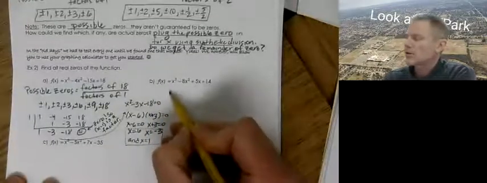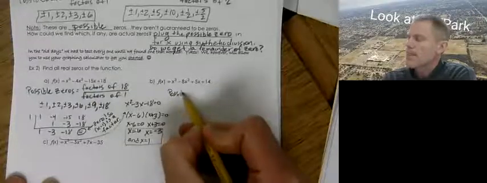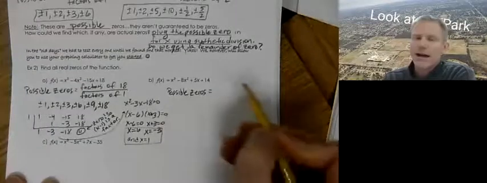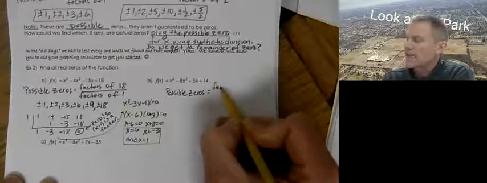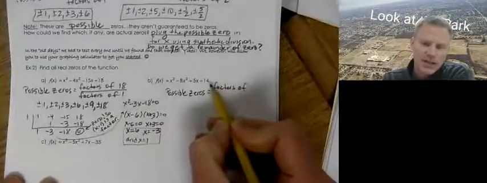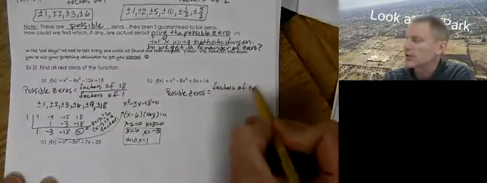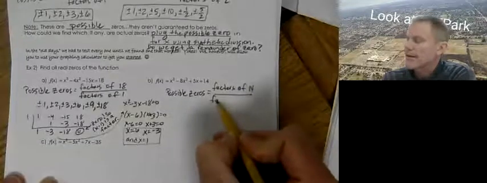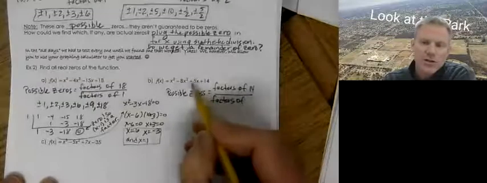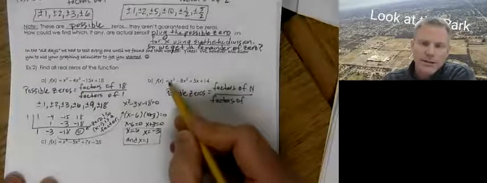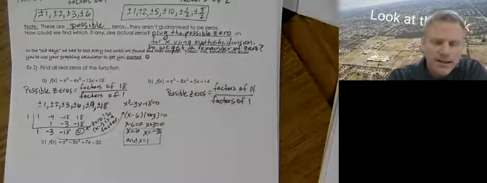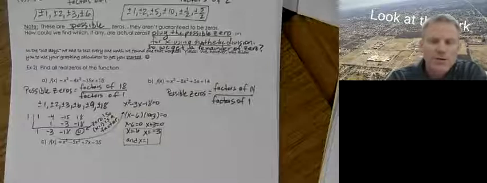We have to first look at the possible zeros. Possible zeros are the factors of the constant, the last term, the constant term. So factors of 14 divided by factors of the leading coefficient, which is the 1. When you divide it by 1, it's really easy. Then you don't have to worry about making too much of an extra list.